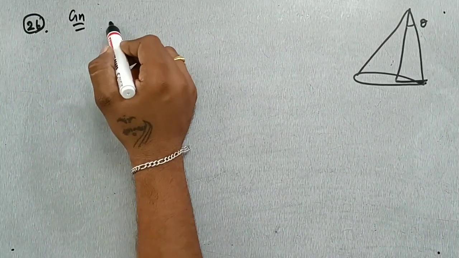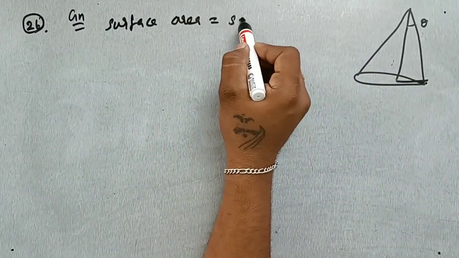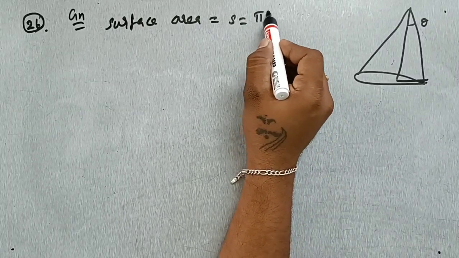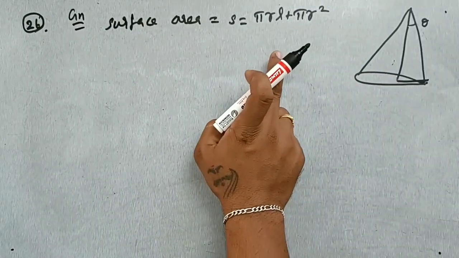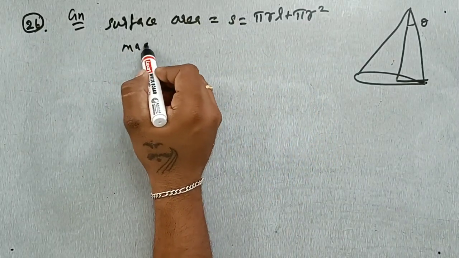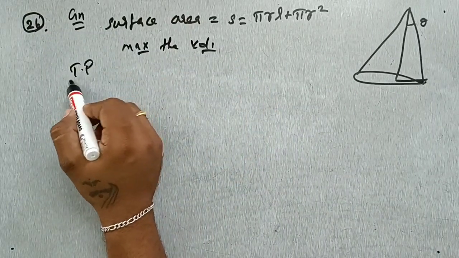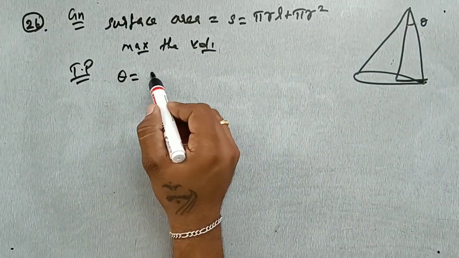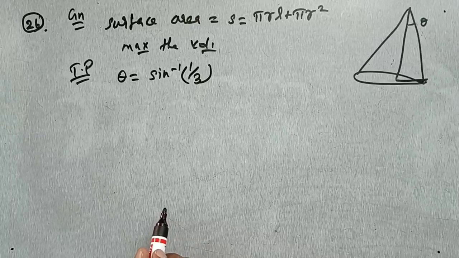So what is given for us? Surface area is given. Surface area equal to S. What is surface area? Total surface area actually. So total surface area is pi R L plus pi R square. So the surface area is given for us, and we have to maximize the volume. Maximizing the volume with this given surface area, we need to show that the semi-vertical angle theta equals sine inverse of 1 by 3. Sine inverse of 1 by 3 we need to prove.